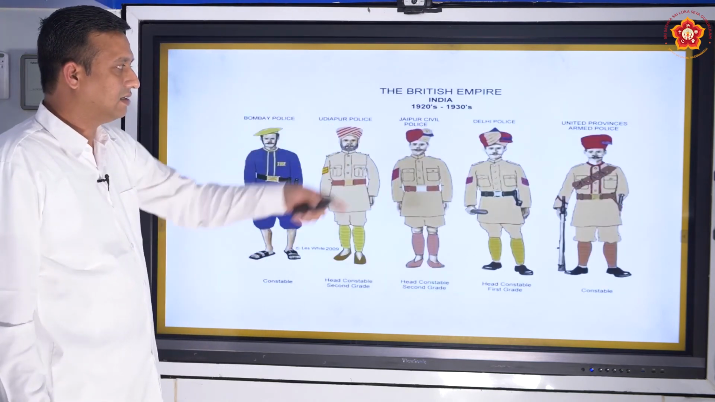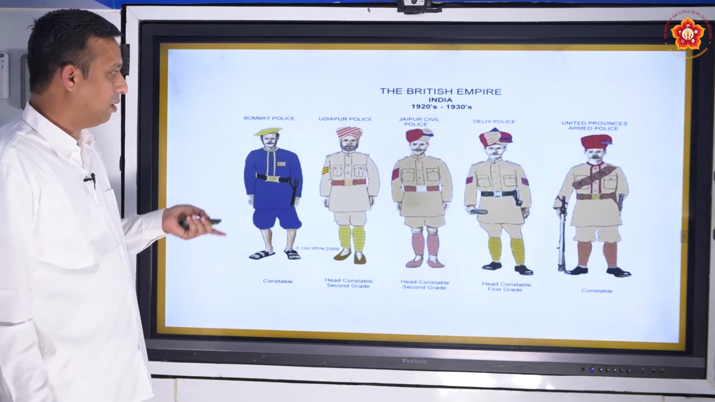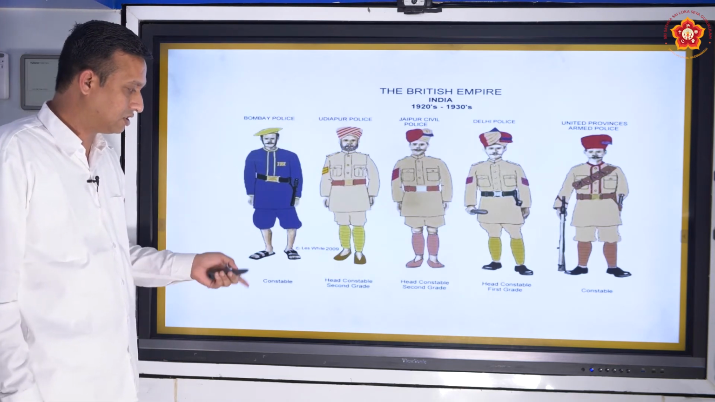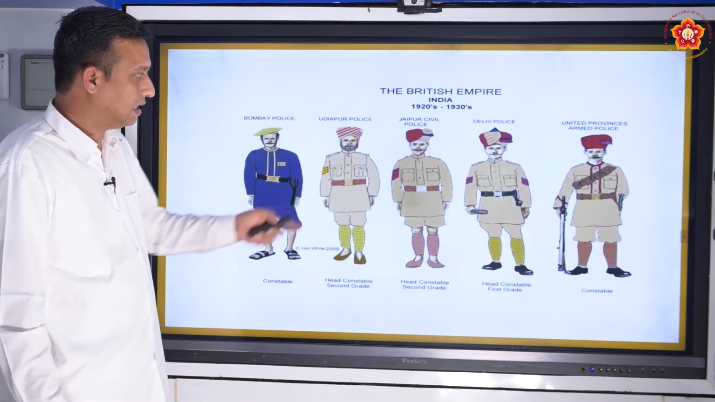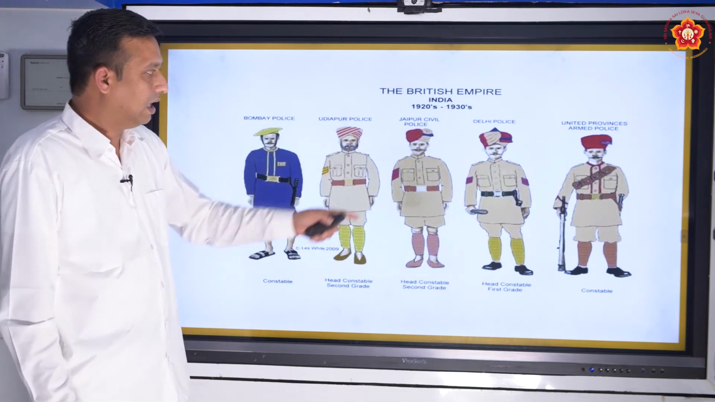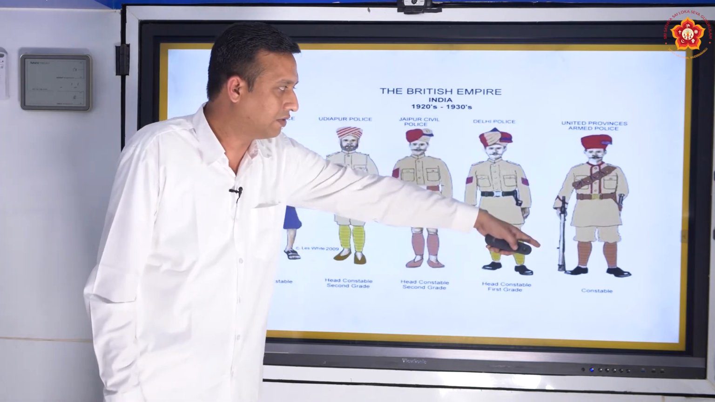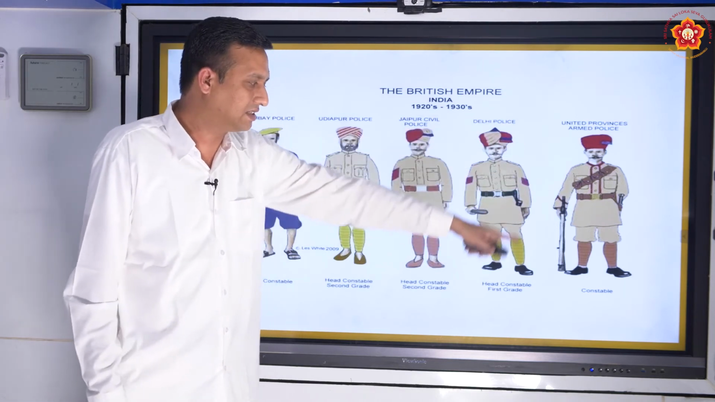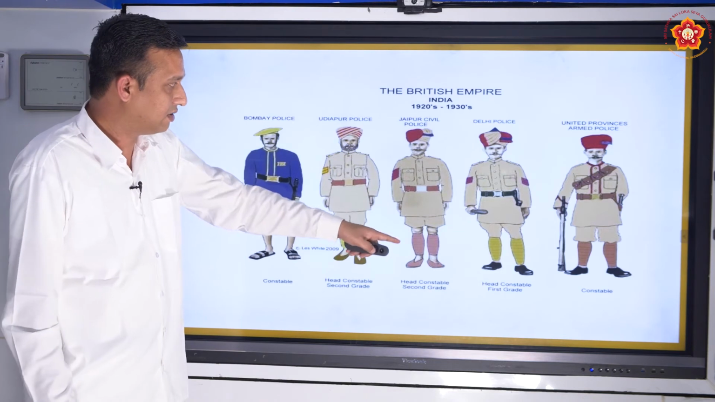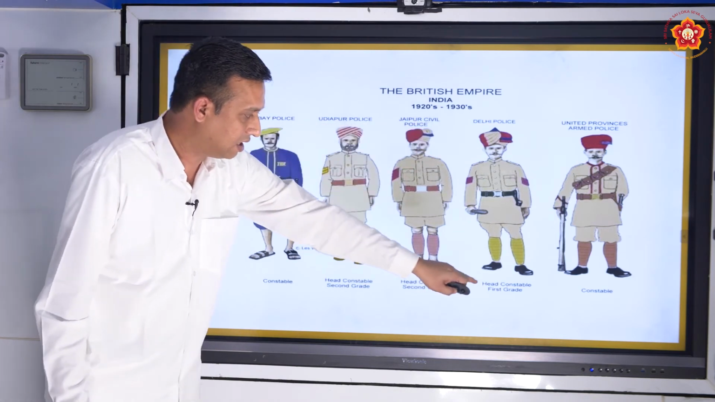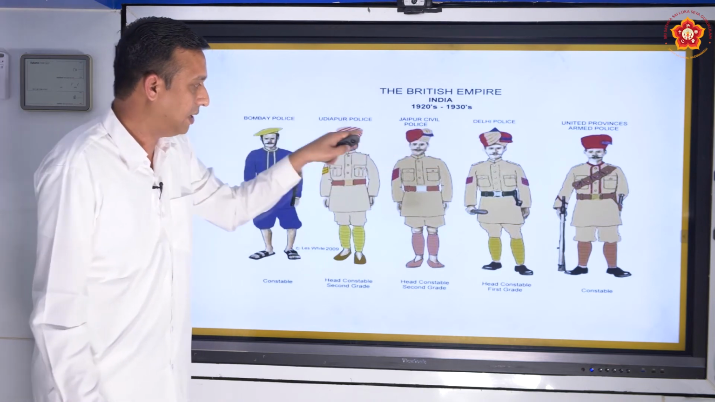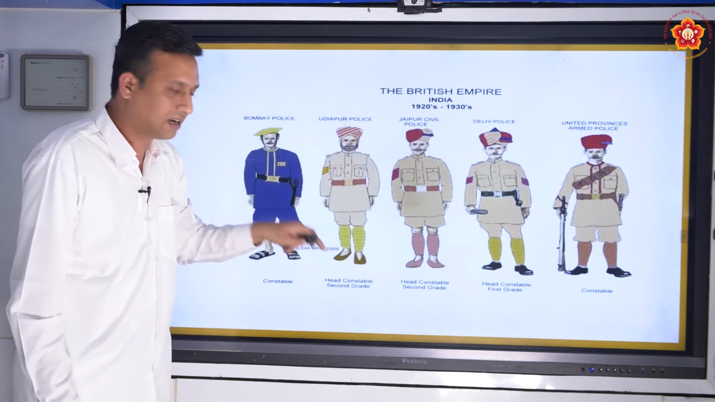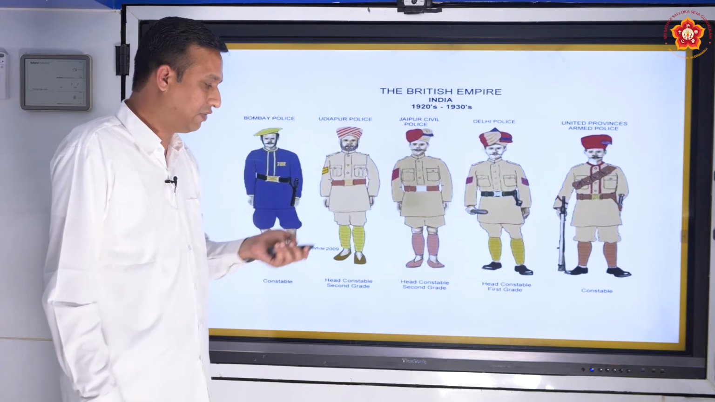You can see here there are different uniforms. Bombay Police, you can see the constable and how the dress is. Udaipur, that is Rajasthan, Jaipur Civil Police, Delhi Police, United Province, that is Uttar Pradesh. There were different grades depending on their turban. You can see head constable first grade, head constable second grade, and based on these things also the color. So you can see that differences were there.